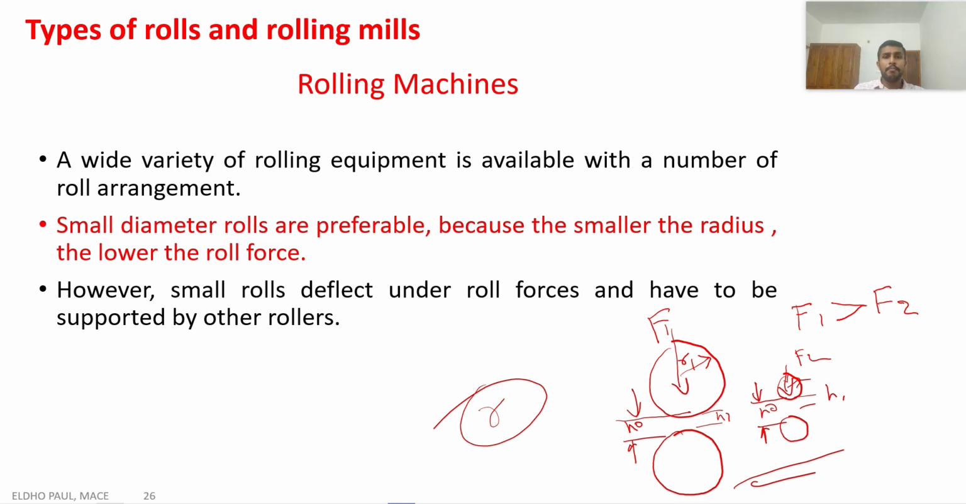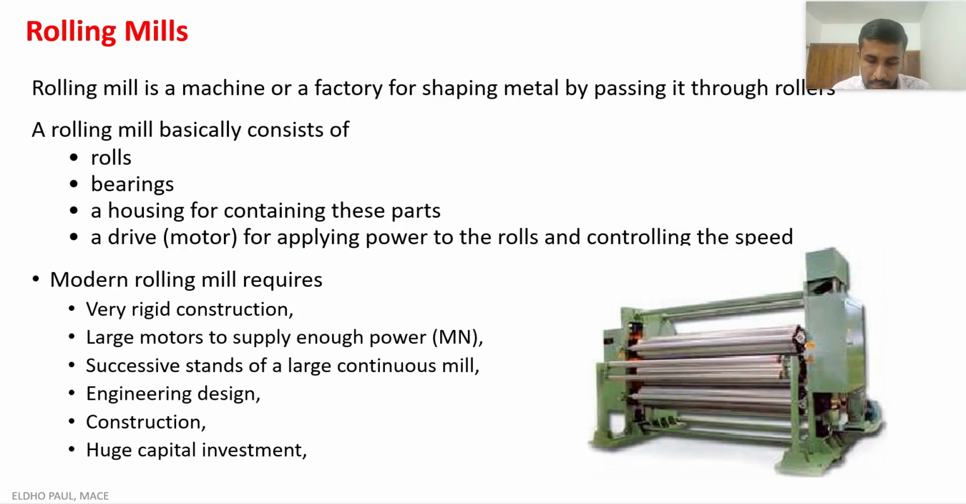And this is the rolling machine, and we need rollers. These are the rollers, and we need bearings to support the rollers, and there is a housing for all the parts. Then a driver motor for applying power to the rollers and controlling the speed. Modern rolling mills require very rigid construction and large motors to supply enough power. Large continuous mills require engineering design, construction, huge capital investment, etc. for modern rolling mills.